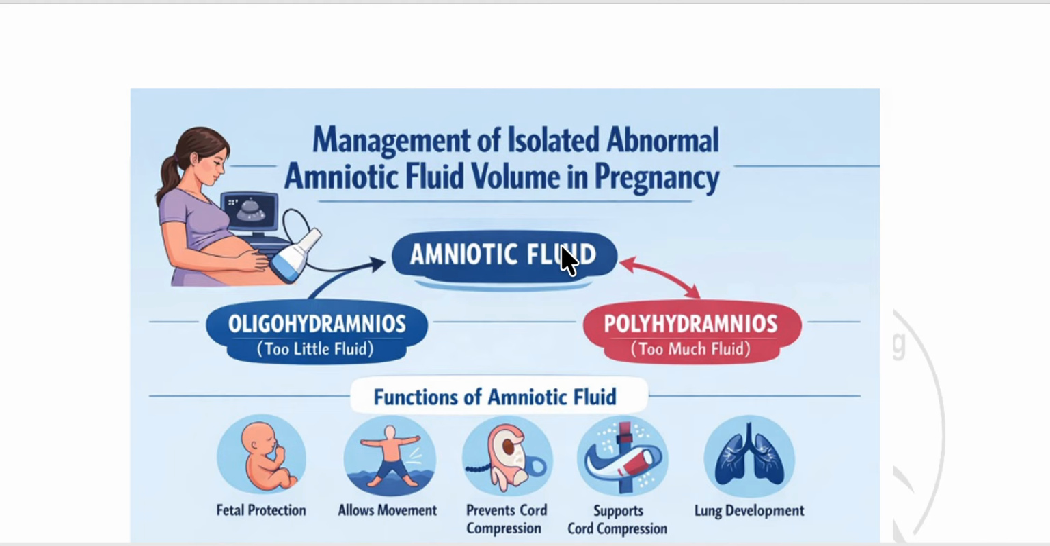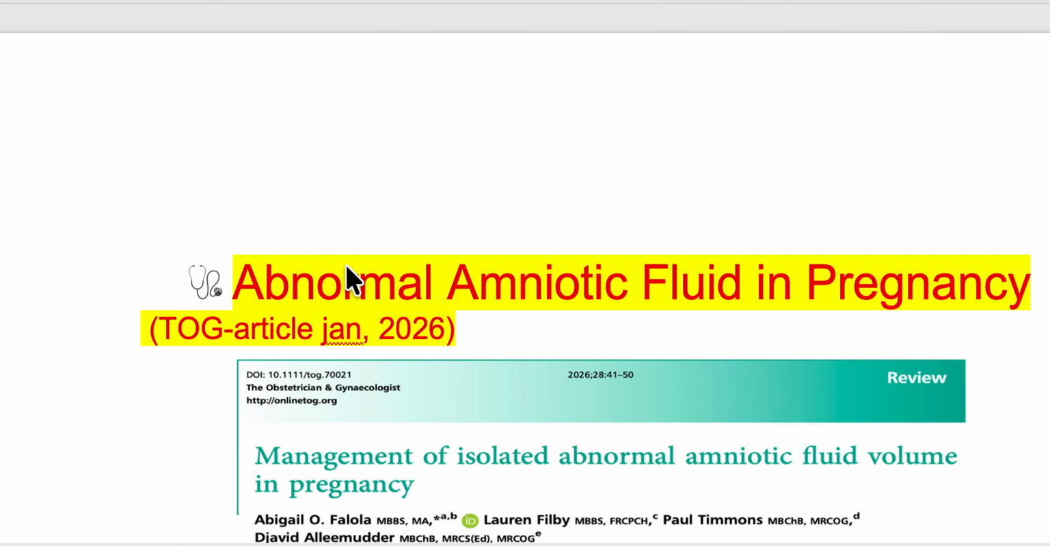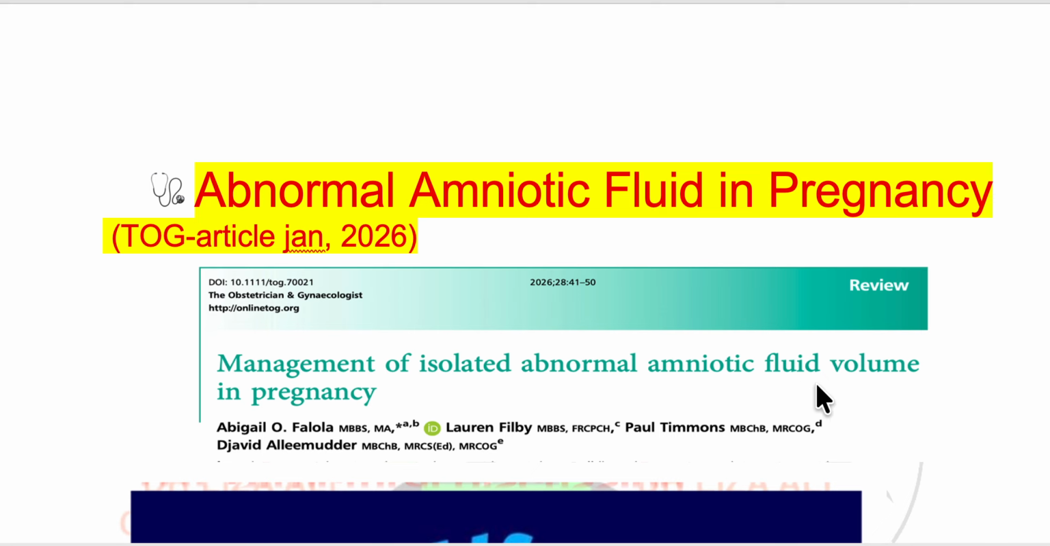First, we have to understand what the meaning of abnormal amniotic fluid in pregnancy is. Abnormal amniotic fluid means they want to discuss oligohydramnios, polyhydramnios, and anhydramnios. Anhydramnios they are not so much concerned about. The whole article, this January 2026 TOG article, mostly discusses oligohydramnios and polyhydramnios, and really it is a very nicely written article, and they have given us very new information.